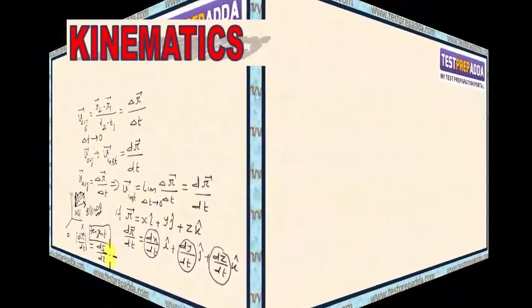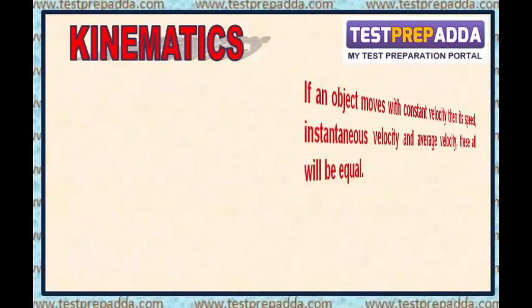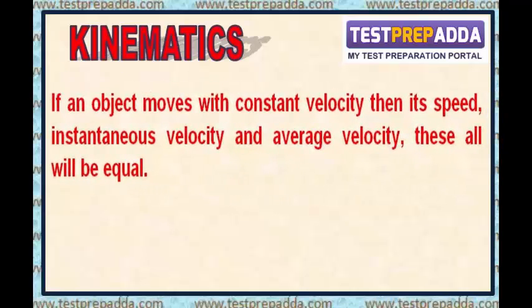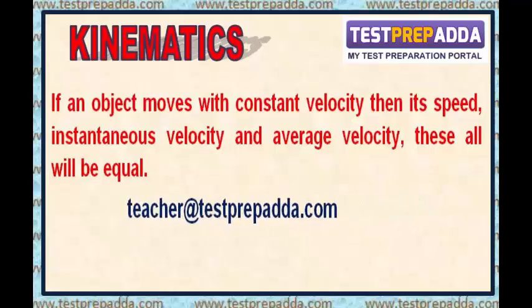Got it? Now read this statement. If an object moves with constant velocity, then its speed, instantaneous velocity, and average velocity, these all will be equal. Do you think that this statement is correct? Mail me your comments at teacher@testprepadda.com.